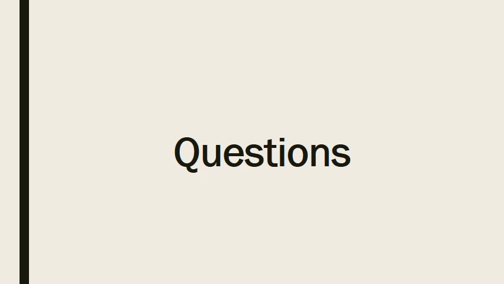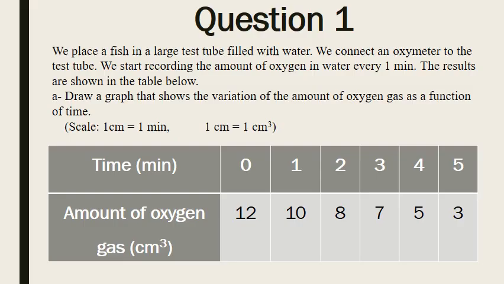Now we will solve the questions from the exam review. Question 1 says, we place a fish in a large test tube filled with water. We connect an oximeter to the test tube. We start recording the amount of oxygen in water every 1 minute. The results are shown in the table below. Question 1a says, draw a graph that shows the variation of the amount of oxygen gas as a function of time.